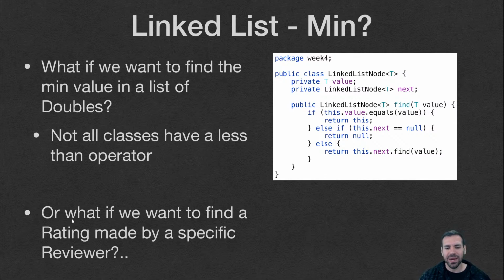And if we have ratings and we want to find the average of a list of ratings where we have to access an instance variable of each value, a specific instance variable of each value, like how do we do that?